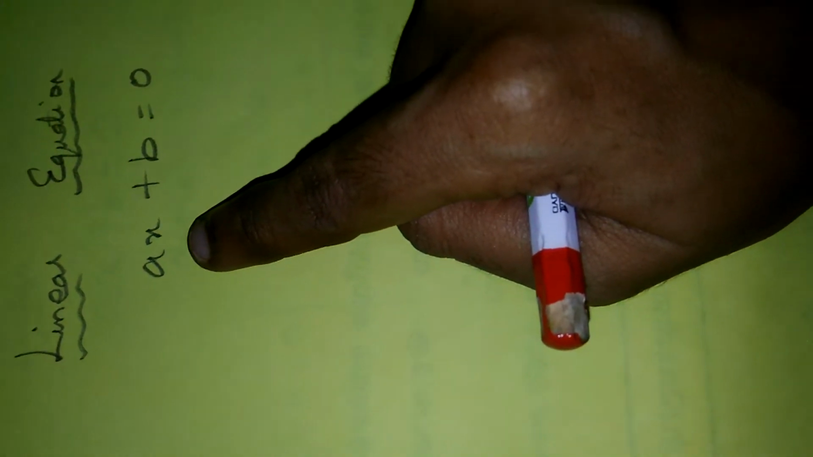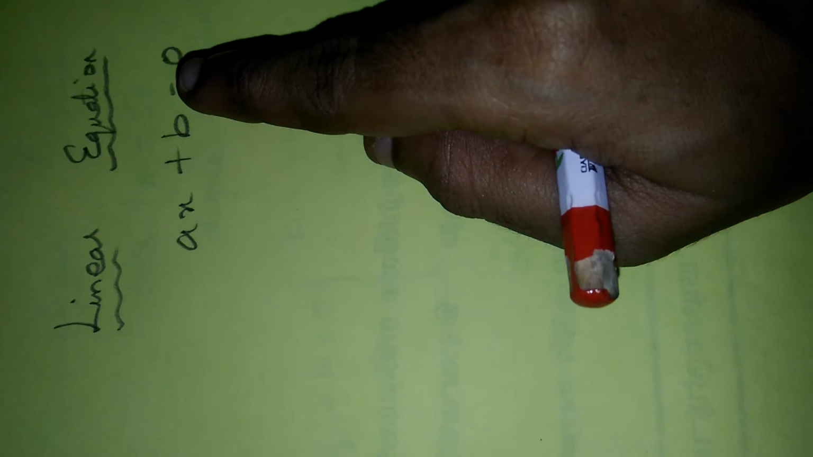What is an equation? Any expression that you equate to 0 is called an equation. So if I take the expression ax plus b and equate it to 0, this is called a linear equation. Now let's see why we call this a linear equation. Because here the degree of this equation is 1, that is, the highest power in the equation is 1, that is called a linear equation.